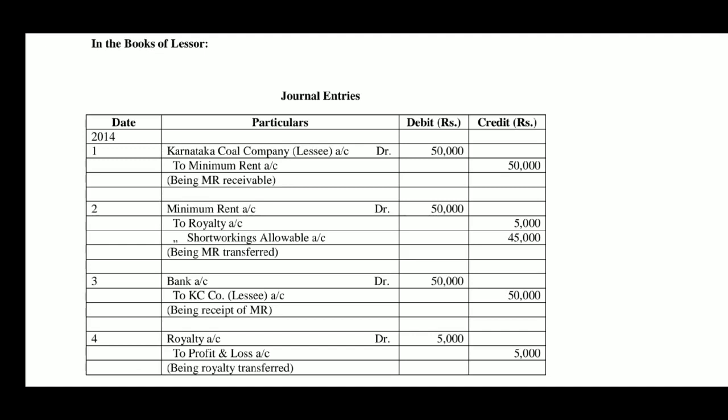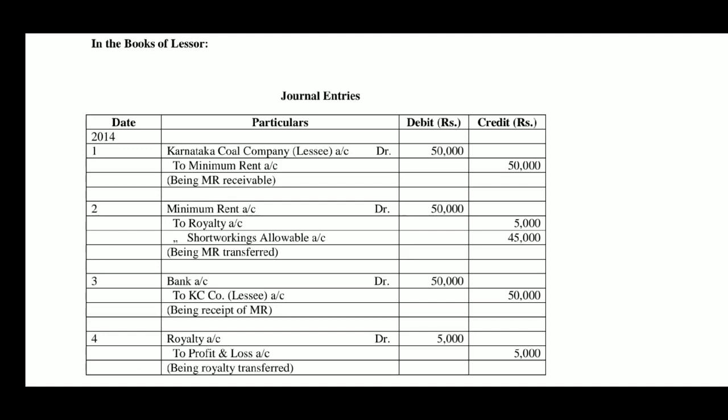When payment is made by the lessee, the same amount is received by the lessor. So, the banker is the receiver and the lessee is the giver. Both are personal accounts. Bank account debtor, debit the receiver, to lessee's account. KC Company, in the sense Karnataka Coal Company, is shortly written. Bank account debtor to lessee's account, being receipt of minimum rent.